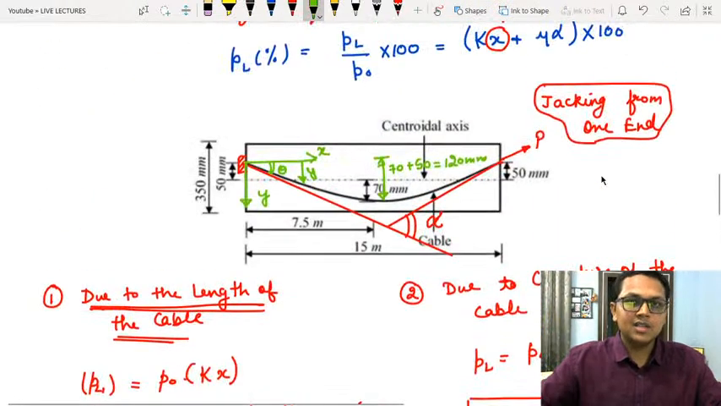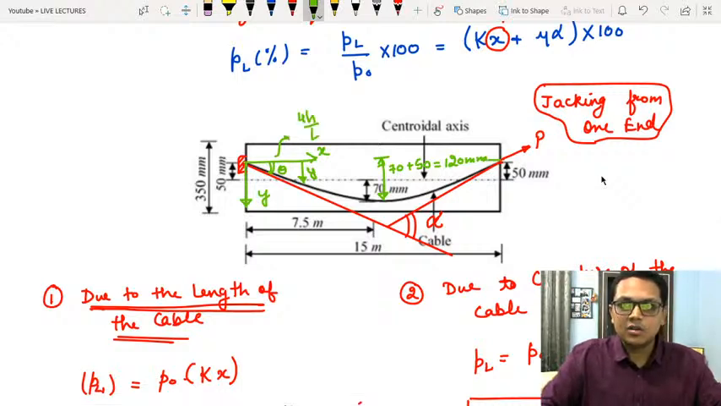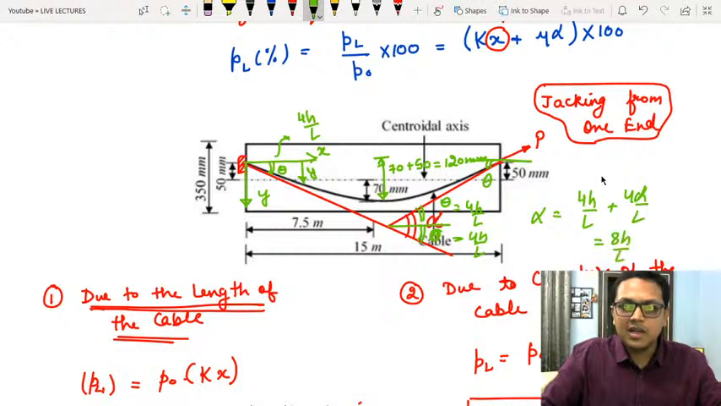Now this angle over here is how much? This theta is 4h by L. Similarly this angle will also be theta, and using the parallel axis theorem, if this angle is theta, then this angle is also theta, and this is 4h by L, this is also 4h by L. So alpha is equal to 4h by L plus 4h by L, which is equal to 8h by L.